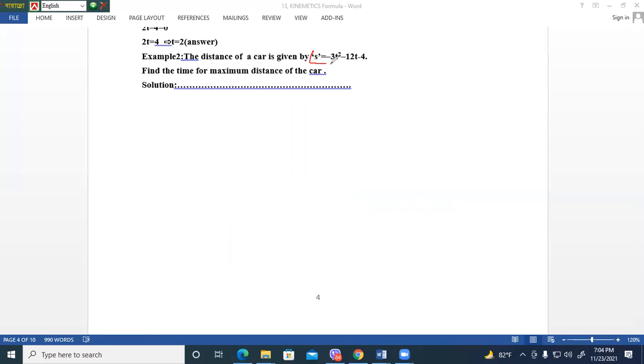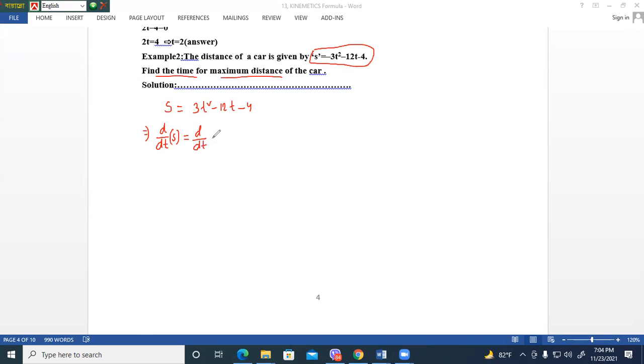The distance equals 3t square minus 12t minus 4. But to find the time for maximum distance, we know that for maximum distance, velocity is 0. So first find the velocity, that is from 3t square minus 12t minus 4. To find the speed, differentiate both sides, that is d by dt on the left side, and similarly d by dt on the right side.